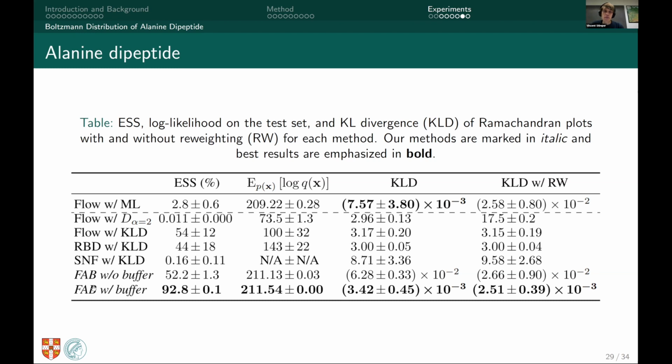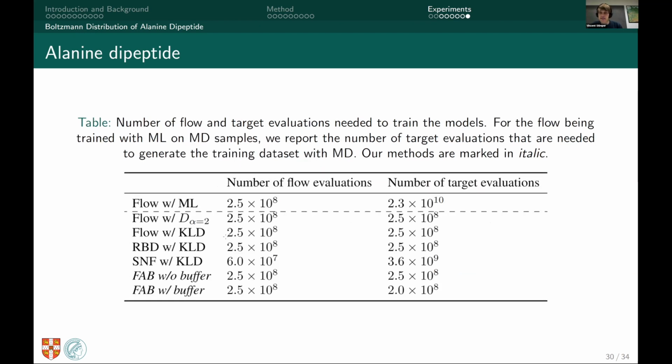But if you use our model, really the FAB method with replay buffer, there we have an effective sample size of 92.8%, so very high. And also, if you do reweighting, the KL divergence drops even more. So this is really the ideal scenario that we want. And even the expected log likelihood of the model given samples from our test set is even higher than from the flow which was trained with maximum likelihood. Yeah, this is already good. The numbers are better for our method.